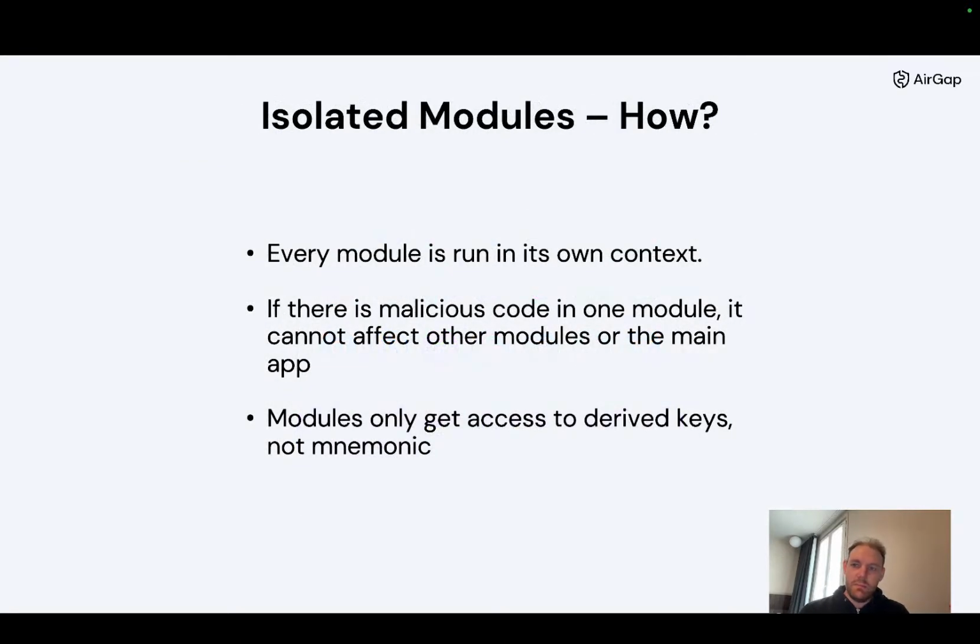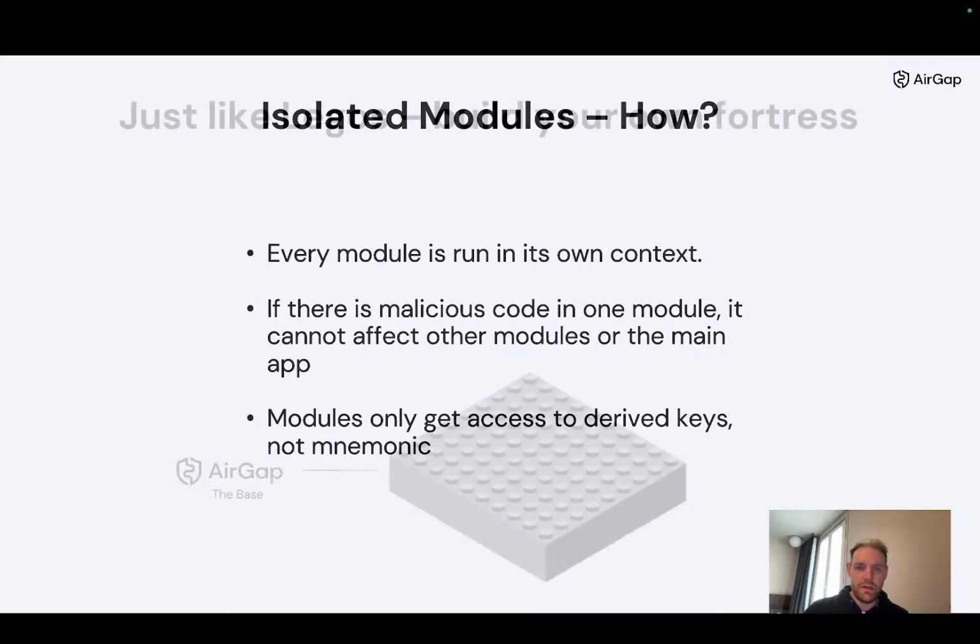So yeah, basically touching on this again. Every module runs in its own context, meaning that it has access to a very limited piece of information, not everything. If there is malicious code in one module, it cannot affect the others or the main app. And as I mentioned, it only has access to the derived keys and not the mnemonic.